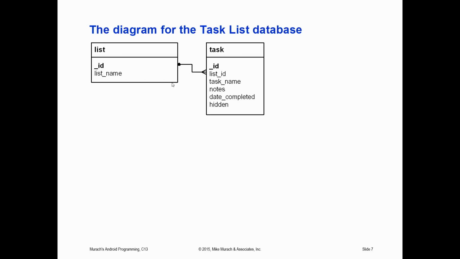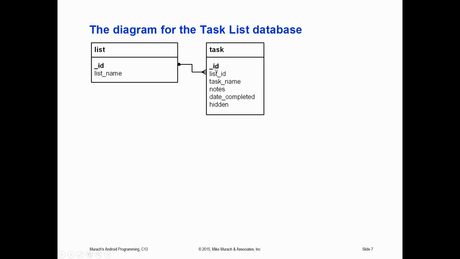There's 2 tables. There's a list table and there's a task table. Now you'll notice that it's kind of a standard, or an unwritten standard, for SQLite to call your primary key _ID. These are not the same field. This is the list ID and this is the task ID. So the list table has only an ID and a list name in it.